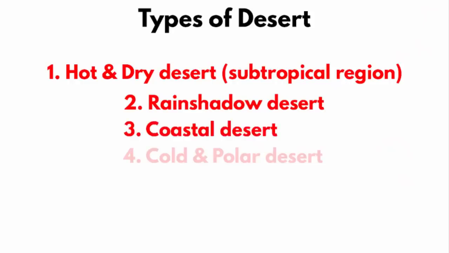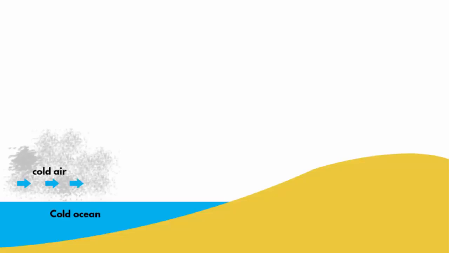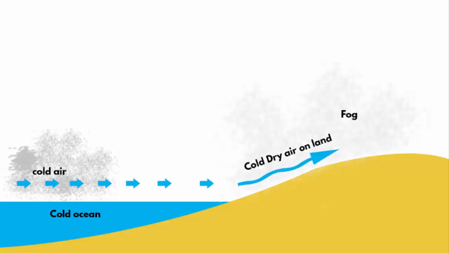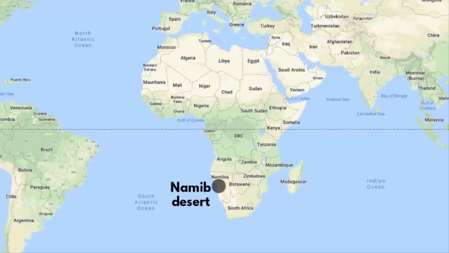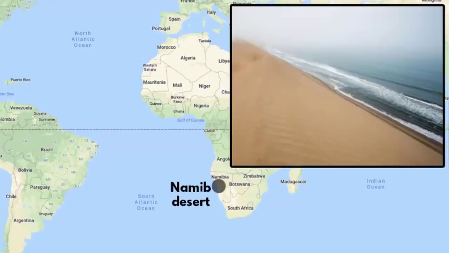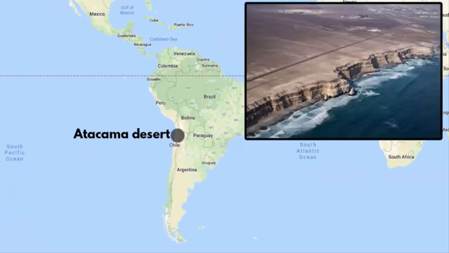The third type of desert is coastal deserts. When cold ocean currents blow towards the shore, these winds are cold because they are in contact with cold water, and they produce a layer of fog, which is a thick cloud of tiny water droplets that are too small to fall as rain. This heavy fog moves on to the land, but the sun's heat makes it disappear during the day. Since there is no rain, the coastal region turns into a desert. Some examples of coastal deserts include the Namib Desert in southwestern Africa and the Atacama Desert in Chile.